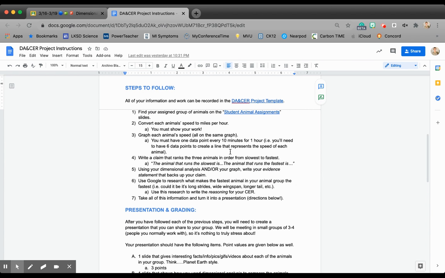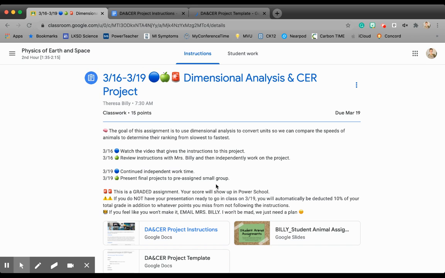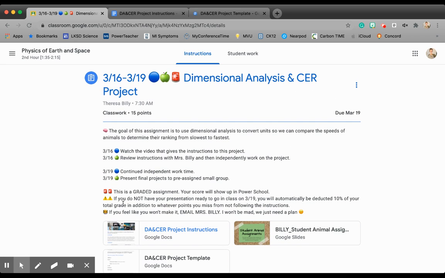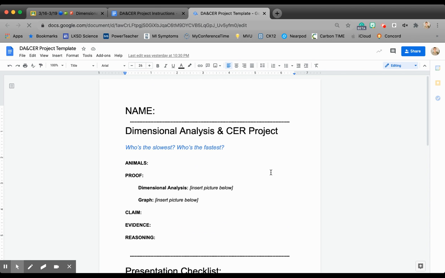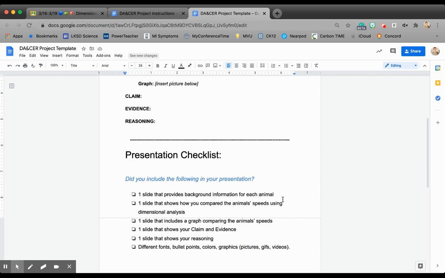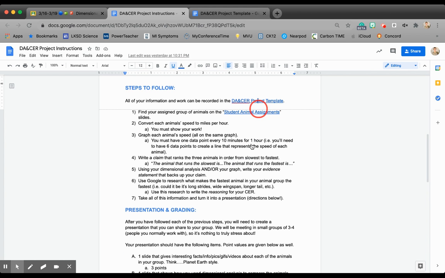So how do you do this project? All of the information that you do can be recorded in what's called the project template. So I'm going to open that up. That's also included as a link on our Google Classroom. So when you open it up, each of the categories that we kind of go through in the instructions, you'll see pop up here. You'll just keep notes there. This is not something that I'm going to be grading. This is just a way for you to make sure that you've included all your pieces.